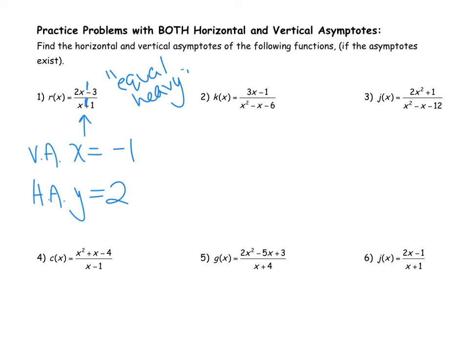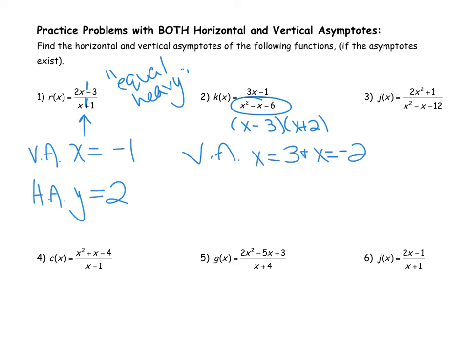Okay, let's look at another example, like question number 2. So again, let's find that vertical asymptote. That's usually the easiest thing to find first. So we want to set this denominator equal to 0. So when I factor this out, I will get x minus 3 and x plus 2, meaning that my x values are at 3 and x equals -2. So those are my vertical asymptotes.